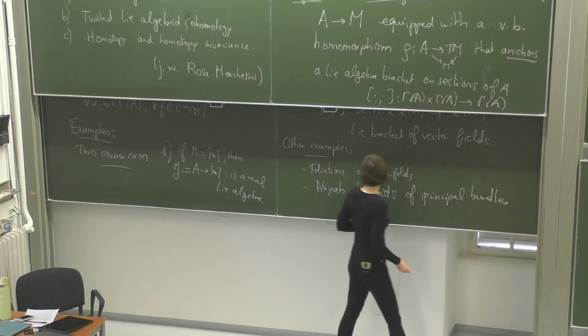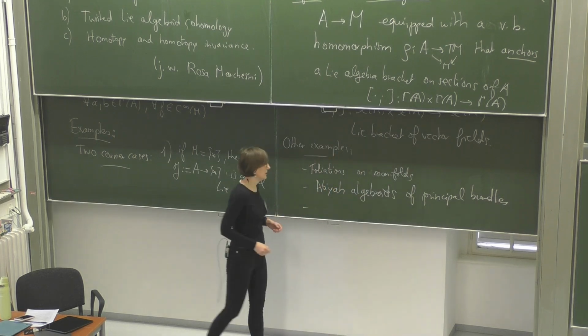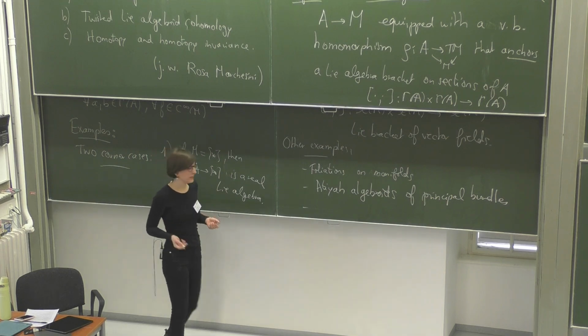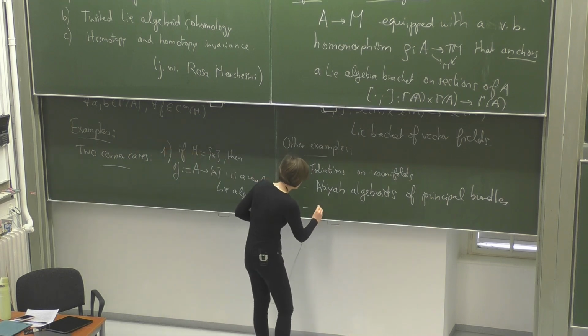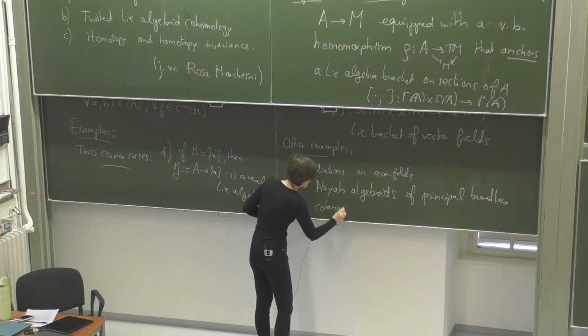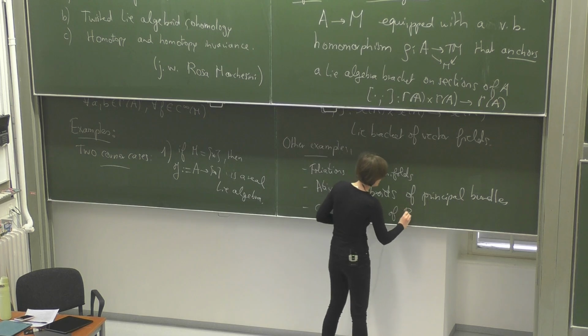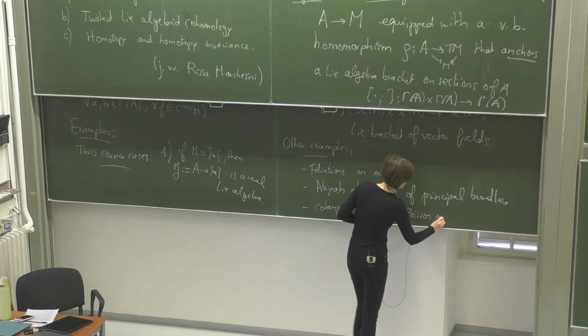Then Lie algebroids have become very prominent, I guess, in the context of Poisson geometry, because the cotangent bundle of a Poisson manifold is a Lie algebroid. And that's really important. So cotangent bundles of Poisson manifolds.